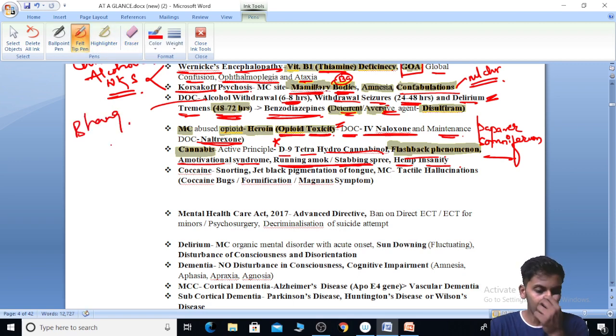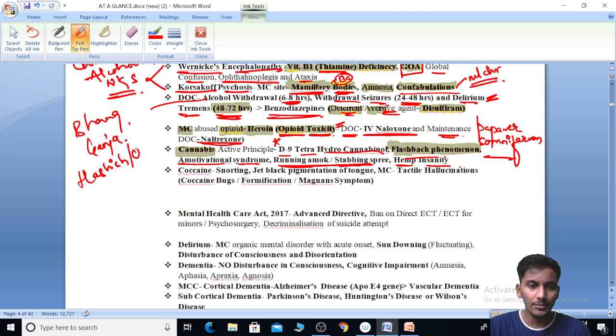Yaad rakh lena. Next one, the inflorescence, the dried flowers, are used for preparing what? They are used for preparing ganja. The resinous exudates are used to prepare hashish or charas. And last, we can also prepare hash oils from this. So please remember, these are the most important ones.